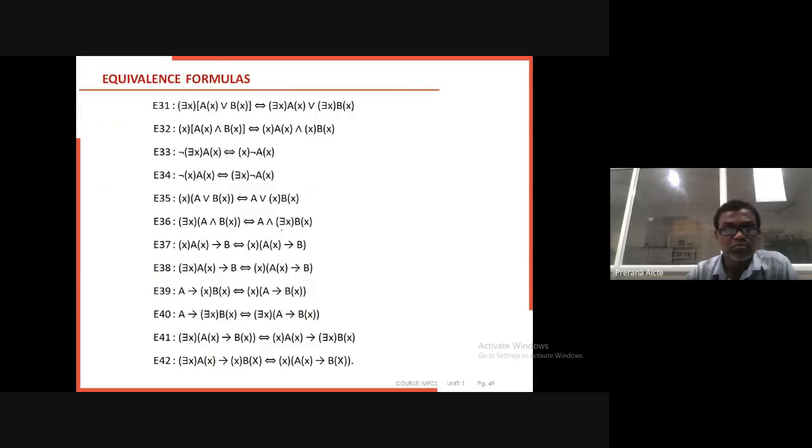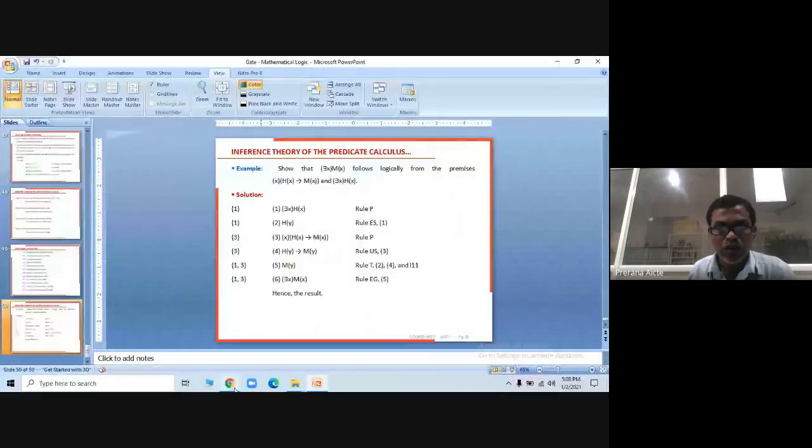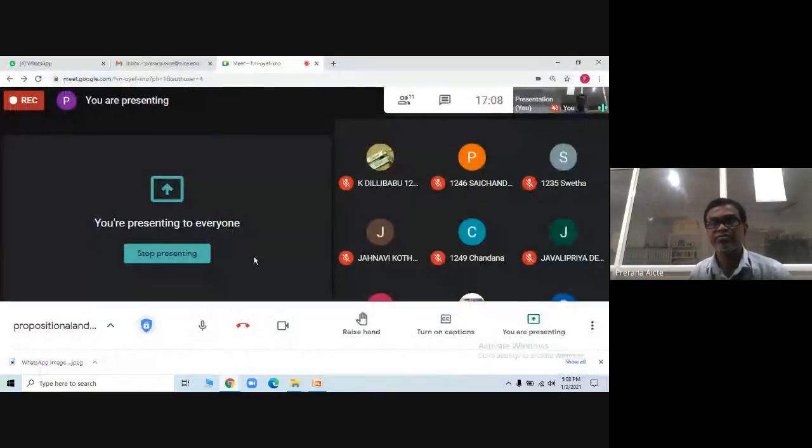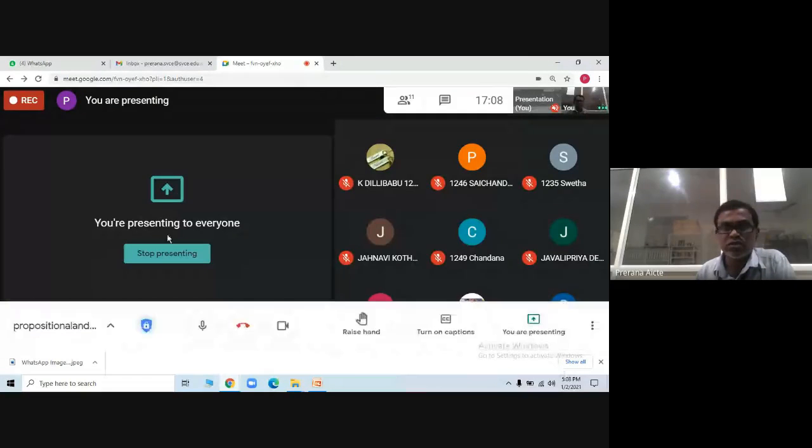So this is regarding the inference theory related to predicate calculus. Overall, this is just a basic idea regarding mathematical logic, first order. In the next session we'll discuss sets. And after that, in the third session, we'll discuss the previous problems from mathematical logic and sets. So are there any doubts regarding this?